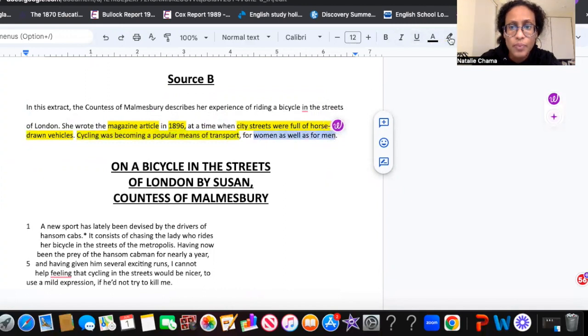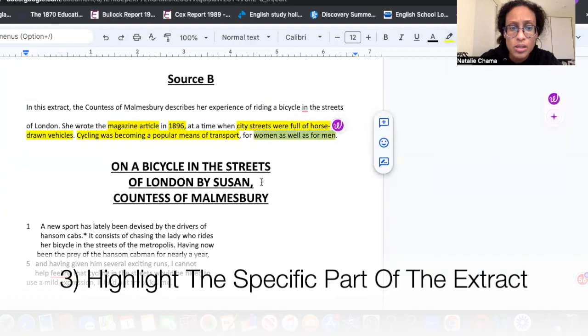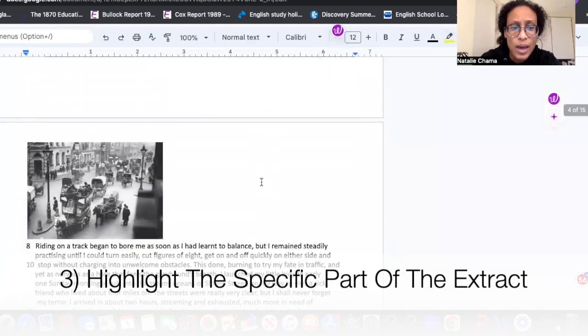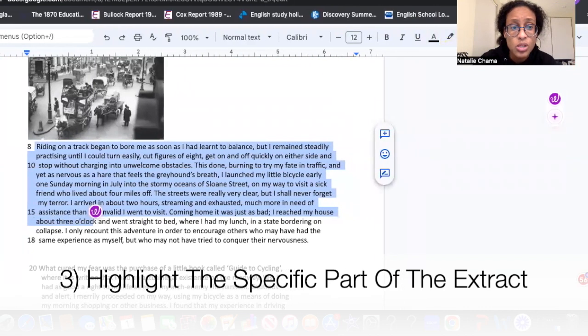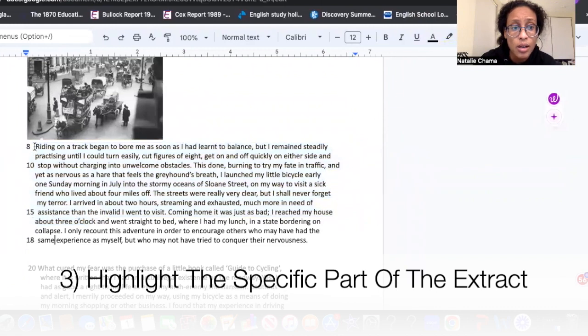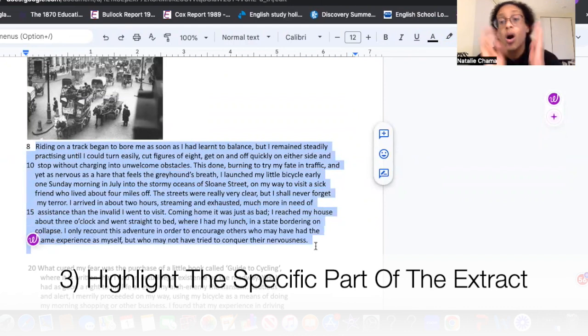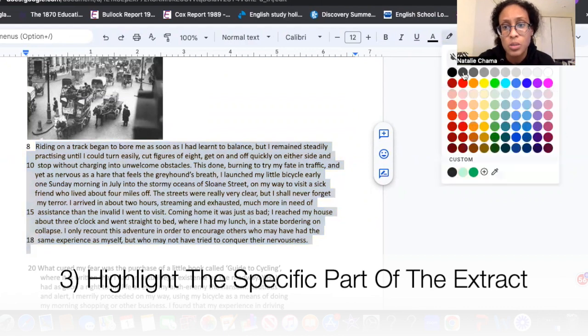Okay, right. And so you're going to go to lines 8 to 18, and you can just highlight the whole thing. Yeah. So step 3, highlight from lines 8 to 18. So highlight the specific part of the extract that you need to focus on. So you're focusing on this part.